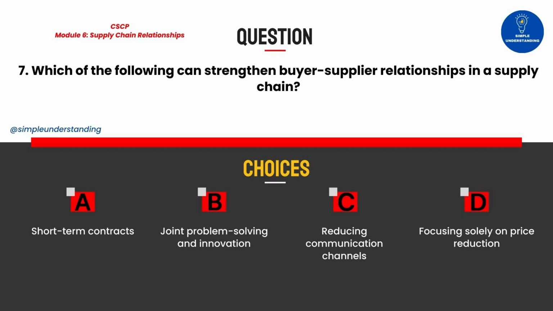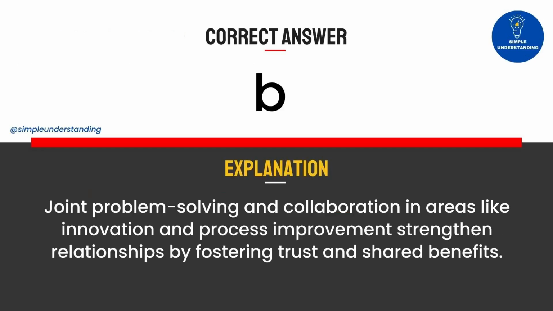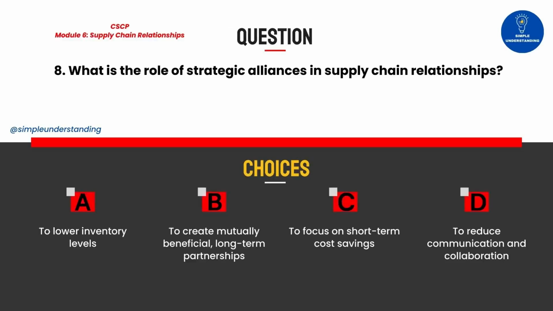7. Which of the following can strengthen buyer-supplier relationships in a supply chain? A. Short-term contracts. B. Joint problem-solving and innovation. C. Reducing communication channels. D. Focusing solely on price reduction. Correct answer, B. Explanation. Joint problem-solving and collaboration in areas like innovation and process improvement strengthen relationships by fostering trust and shared benefits.